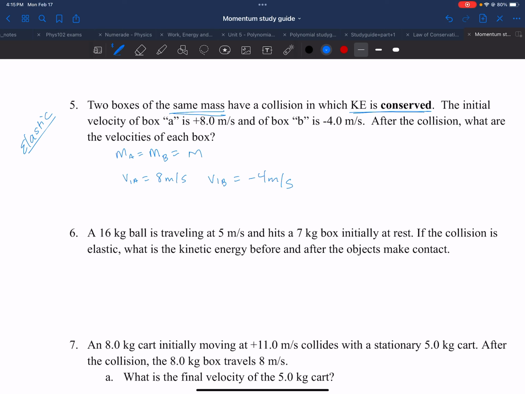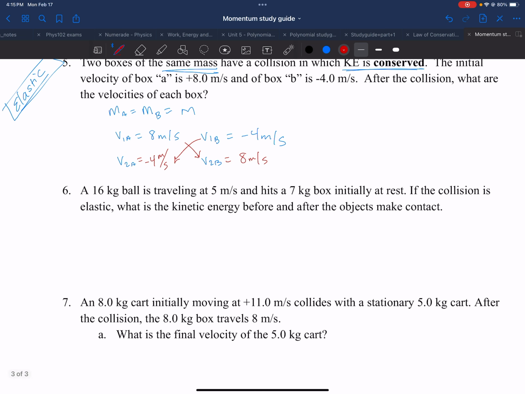Okay, in classic elastic collision fashion, these are going to swap velocities. So this velocity is going to go there, and that velocity is going to go there. So this will be negative 4 meters per second, and this will be 8 meters per second. And you can only swap those with an elastic collision.